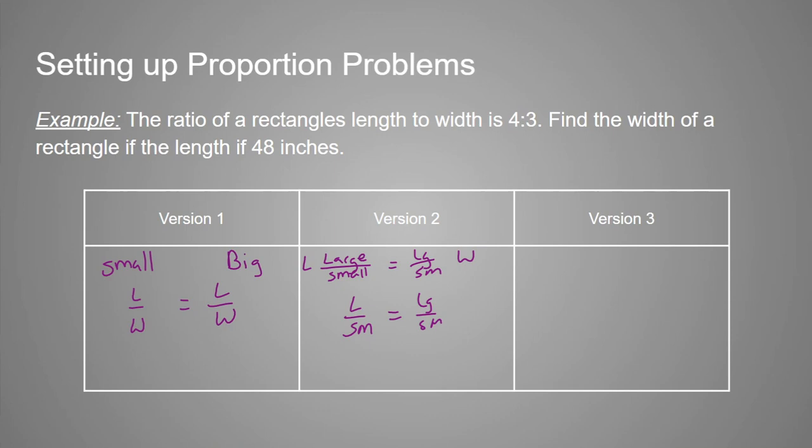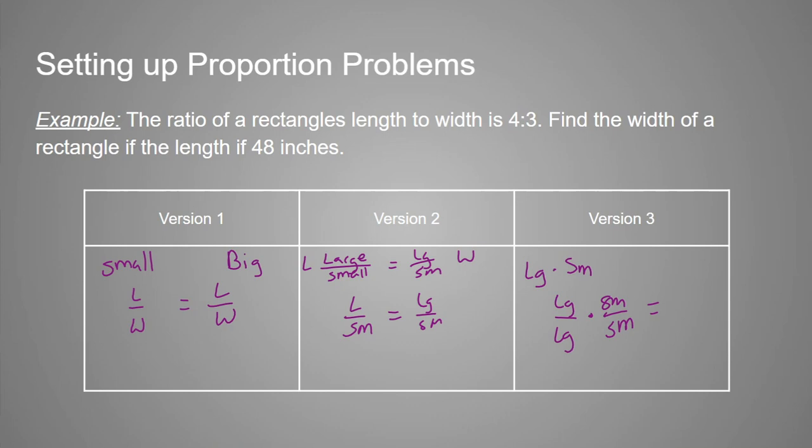Then last but not least, instead of putting an equal sign in the middle, what if we just tried to cancel out some of these equations? Oh, sorry, not equations, units. What happens if we try to cancel out these units? And we take our large ratio times our small one. So the large length over width times small length over small width. And see what that equals.